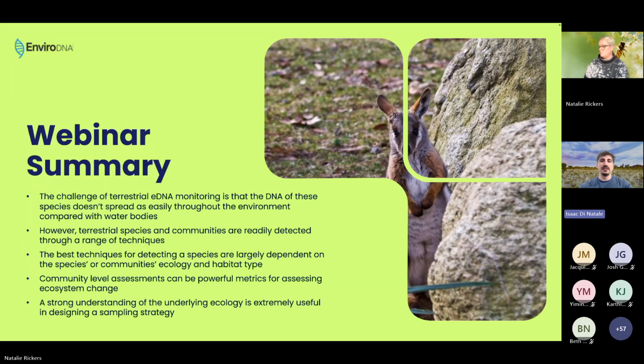And to really drive home, it's understanding that ecology for your target species or community that's critical to helping design an effective and informative sampling strategy, particularly where we're trying to detect those cryptic, small terrestrial taxa. I think that's it for me. I'll hand back to you, Nat. Thanks.